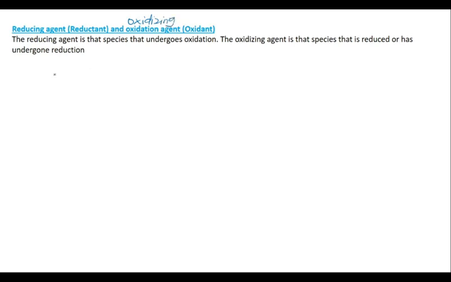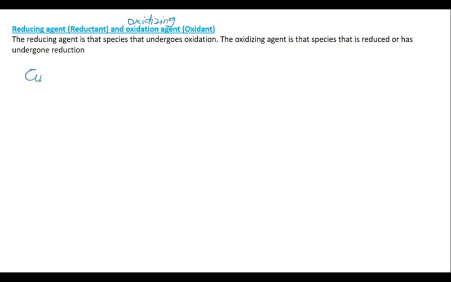So, a reducing agent or an oxidizing agent. Now, the reducing agent is the species that has undergone oxidation, and the oxidizing agent is the species that has been reduced or has undergone reduction. What do I mean by this? Let's have a look at an example.